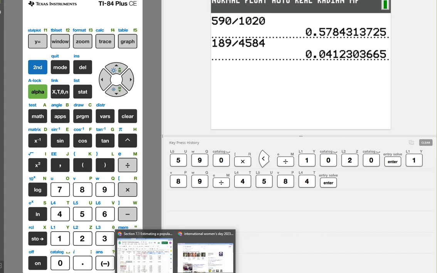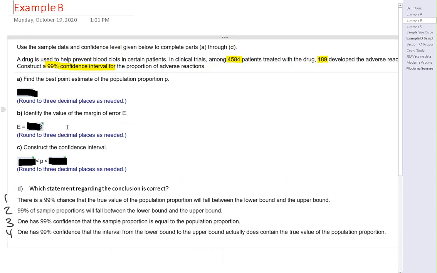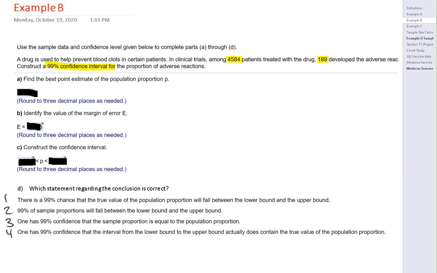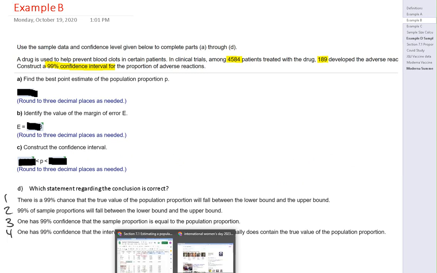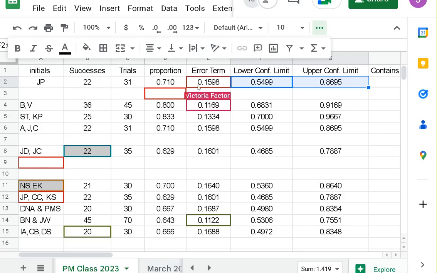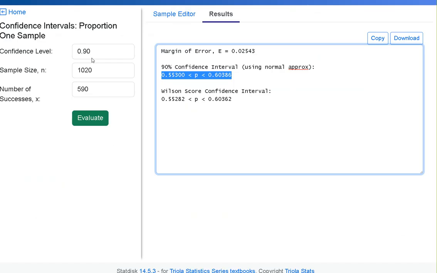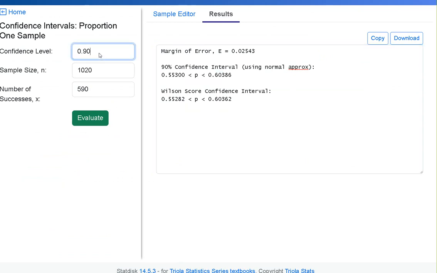For the rest of this, it says identify the margin of error. Well, where are we going to get that from? From StatDist. Yeah, we're going to make our life a lot easier. We're going to do it with StatDist. So, there's StatDist. What have we got to change here? What's our confidence level this time? 99%.